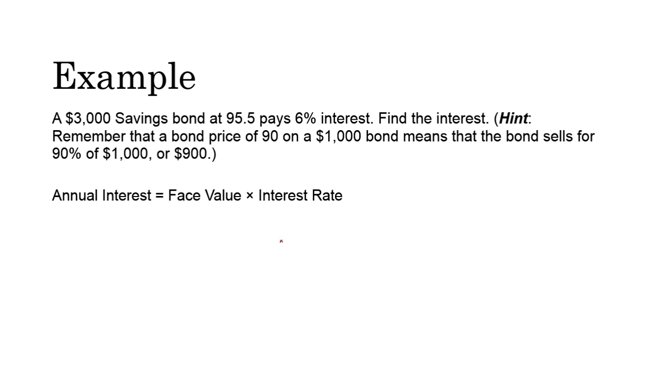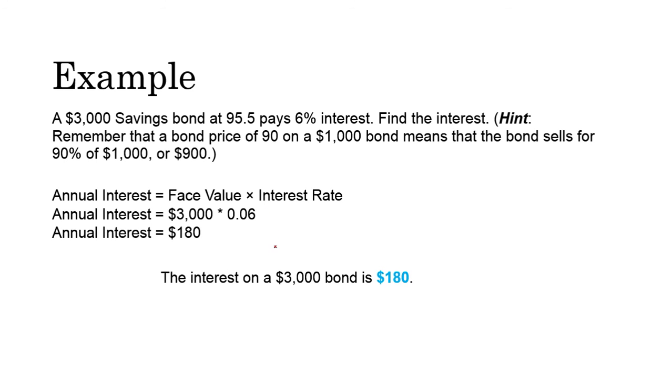So annual interest is simply the face value times the interest rate. That is 3,000 times 6% or 0.06, giving us the annual interest of $180. So the interest on a $3,000 bond is $180.